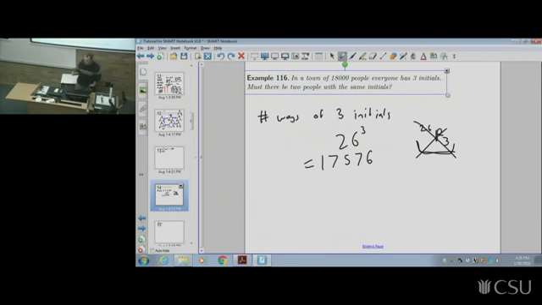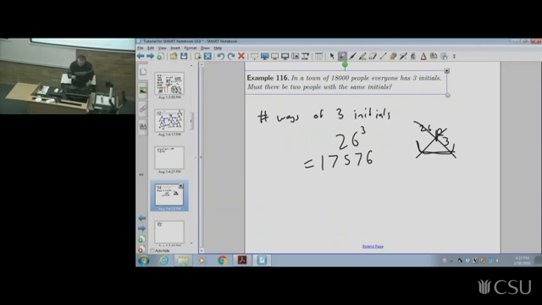So that's not quite 18,000. So any town bigger than that size is automatically going to have some duplicates cropping up. You can have lots of duplicates. Everybody could have the same initials. That's possible. That's triple A's. So we can work out the minimum number of duplicates if you wanted to. What's the minimum number of duplicates?